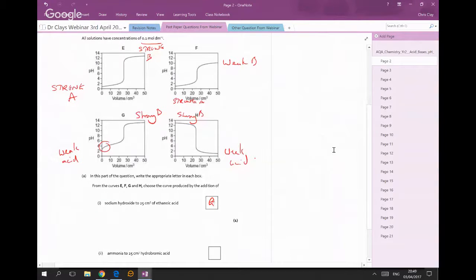The next one, ammonia to hydrobromic acid. Well, this is perhaps something we've not seen before, but we're still talking about hydrogen with a group 7 halide, so this is probably a strong acid. Ammonia is a classic weak base. So here we're most likely looking at F.